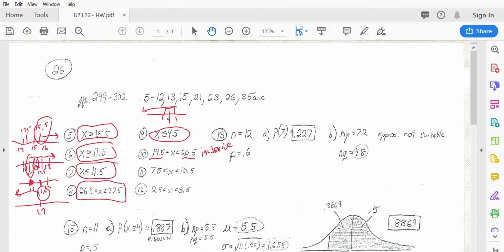All right. So number 11 says between 8 and 10 inclusive. So I start at 7.5 and I end at 10.5. Griffin, does that sound like it makes sense?